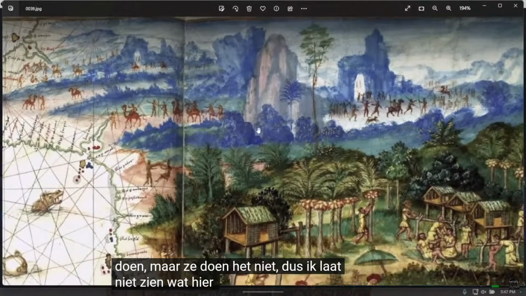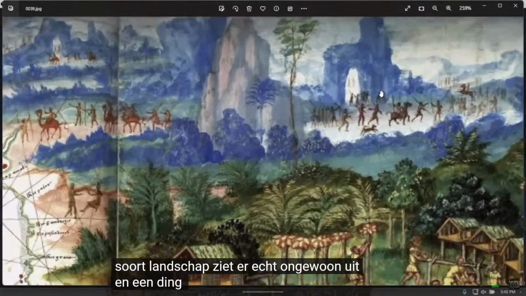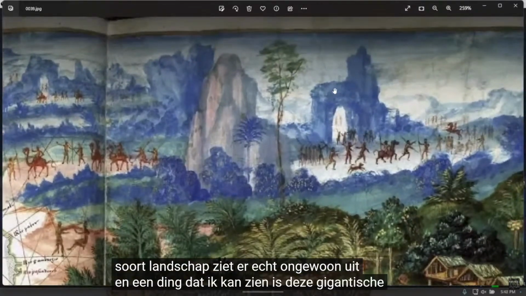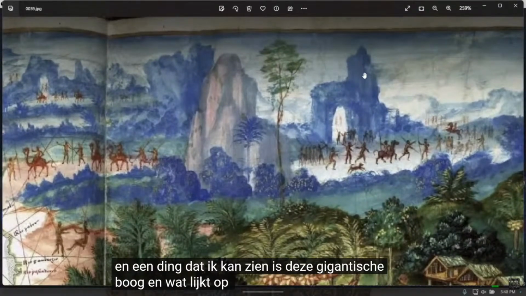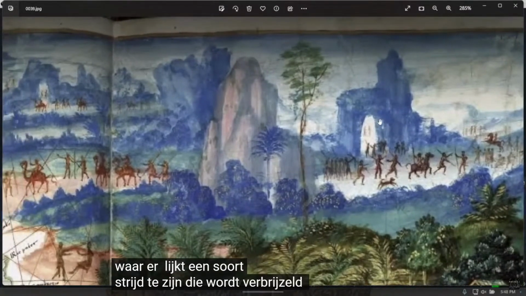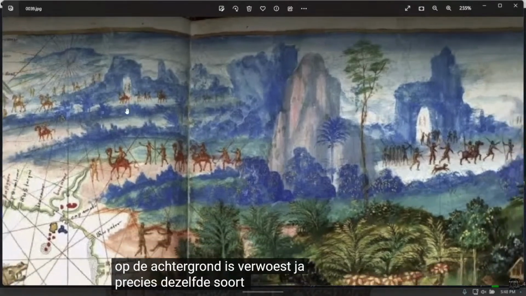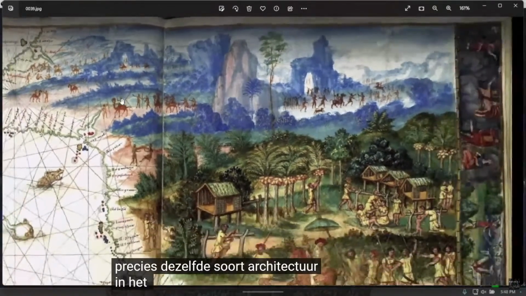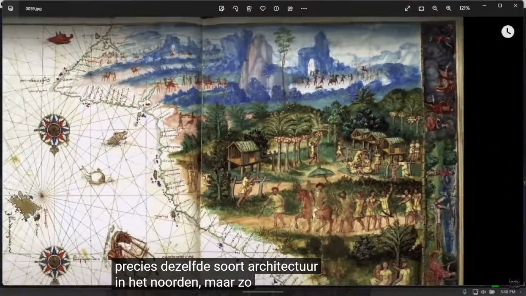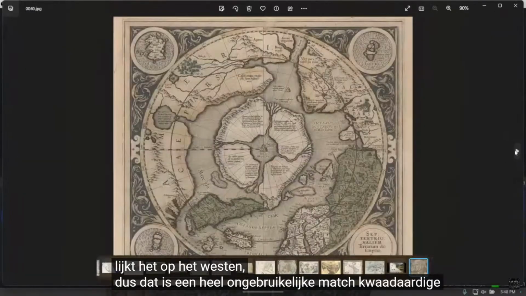I don't know, show what's going on up here. This sort of landscape looks really unusual. One thing I can see is this giant arch and what looks like a building where there seems to be some sort of battle, which has been shattered, which has been ruined. In the background here, exactly the same sort of architecture up in the north, but that's what looks to be the west. So that's a really unusual medieval map.